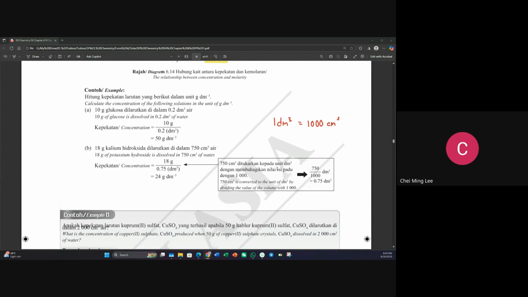Done? Okay, so the answer shall be 50 divided by 2, which is 25 gram per dm cube. Now, determine the concentration of 99 gram of ammonium sulfate in 1.5 dm cube. So 99 gram divided by 1.5 is 66 gram per dm cube.